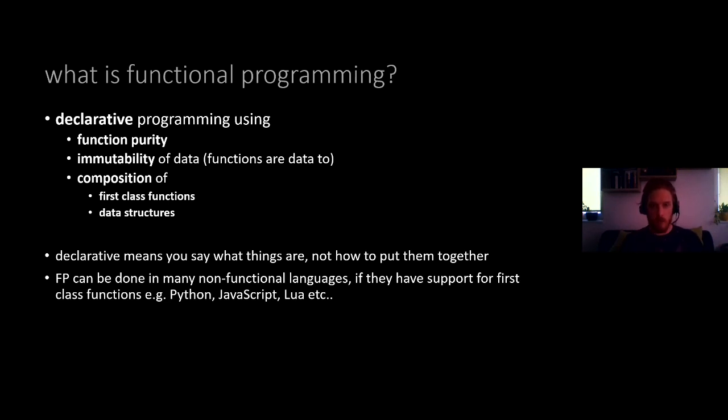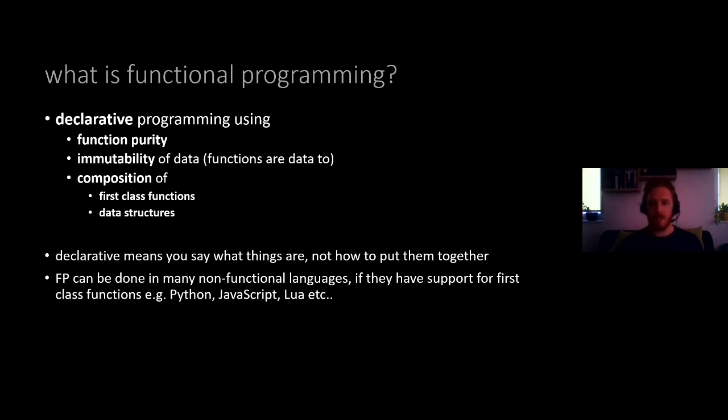So what do these things mean? I highlighted these words in bold, so I'm going to explain what they mean a little bit. Declarative means you say what things are instead of how to put them together. So you don't worry about the sequential order of operations, but you rather care about what things are, that an individual function is a result of another function being called on some data, something like that.